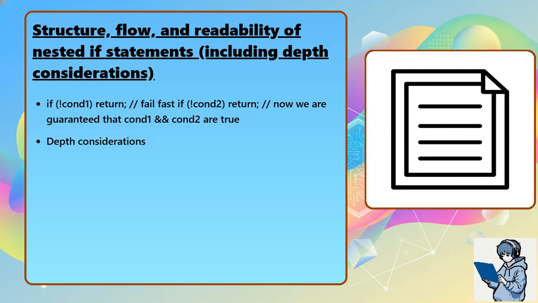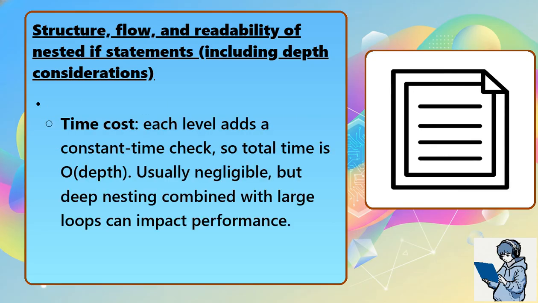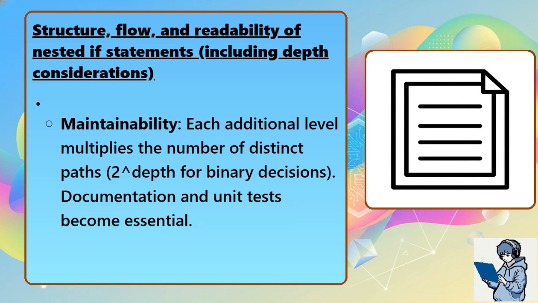Depth considerations. Time cost: each level adds a constant time check, so total time is O of depth, usually negligible, but deep nesting combined with large loops can impact performance. Maintainability: each additional level multiplies the number of distinct paths, 2 to the depth for binary decisions. Documentation and unit tests become essential.